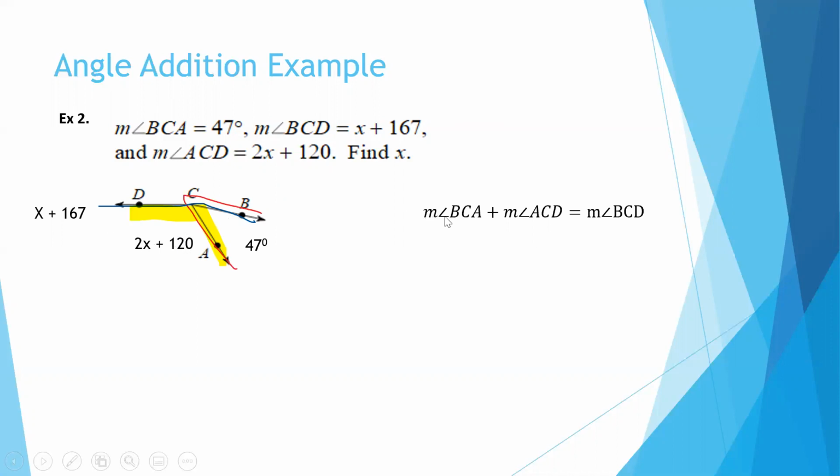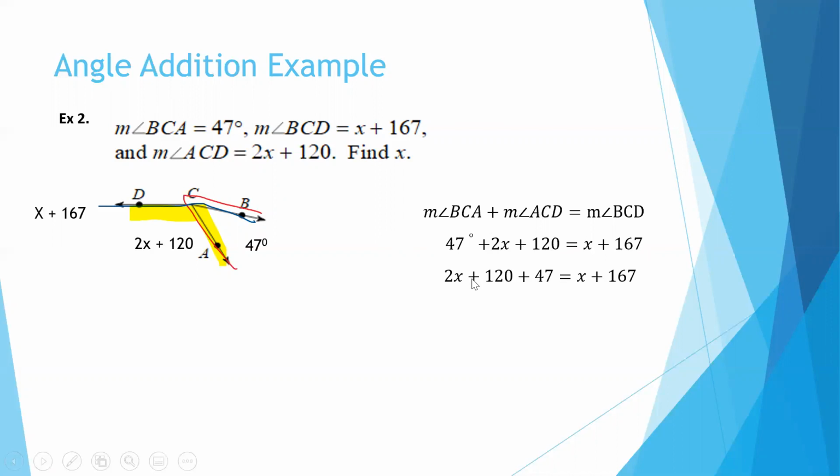Okay, so measure BCA plus measure of angle ACD is equal to the measure of angle BCD. So let's plug in our values that we know. So 47 degrees plus 2x plus 120 is equal to x plus 167.